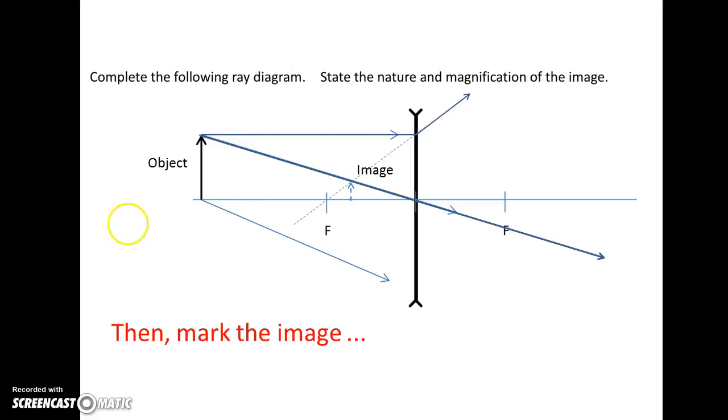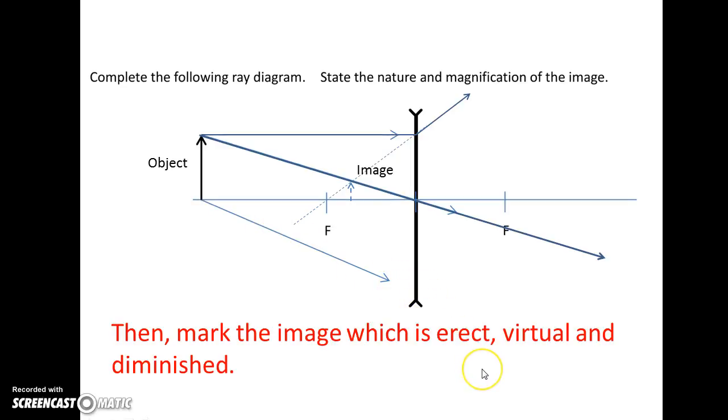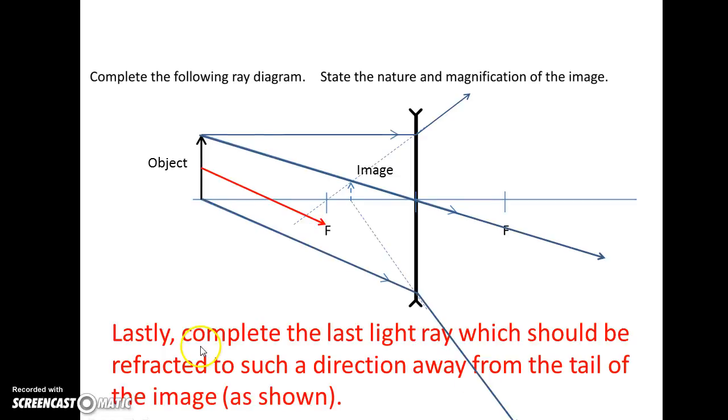And if there is a light ray that comes from the tail of the object, then this light ray will be diverged away, and then it will also pass through the tail of the image. And for your question, there should be a light ray that comes from the middle of the object. So this one will pass through the lens and then diverge away in the direction from the middle of the image.